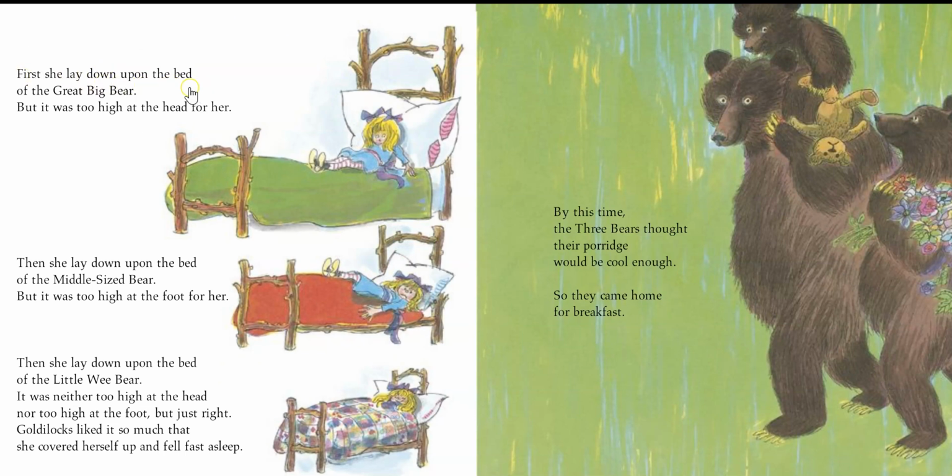First, she lay down upon the bed of the great big bear, but it was too high at the head for her. Then she lay down in the bed of the middle-sized bear, but it was too high at the foot for her. Then she lay down upon the bed of the little wee bear. It was neither too high at the head nor too high at the foot, but just right. Goldilocks liked it so much that she covered herself up and fell fast asleep.